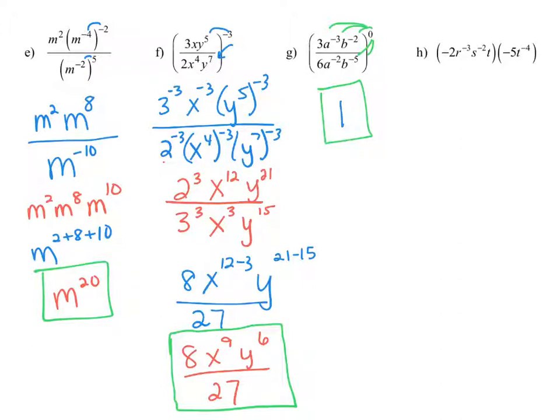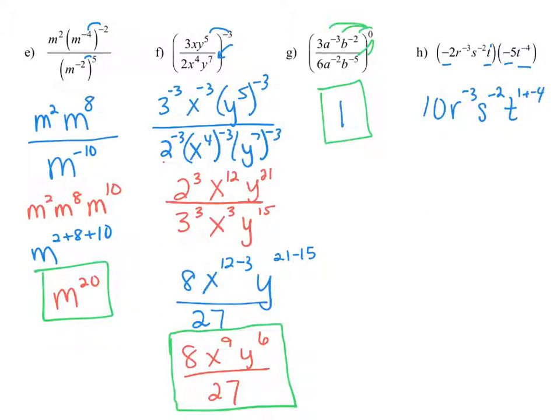All right, in example H, we have the quantity negative 2r to the negative 3s to the negative 2 times t times the quantity negative 5t to the negative 4. Let's go ahead and multiply those together, and then we can simplify by making any negative exponents positive. So let's begin with multiplying the coefficients. Negative 2 times negative 5 is a positive 10. It's going to be r to the negative 3, s to the negative 2, and then we're going to multiply these t's together, t times t to the negative 4. Well, if those bases are the same, then you're going to add those exponents together, and that's a t to the 1st power, so it's going to be 1 plus a negative 4.